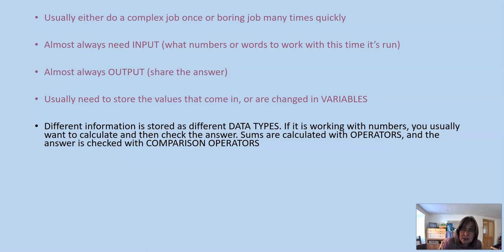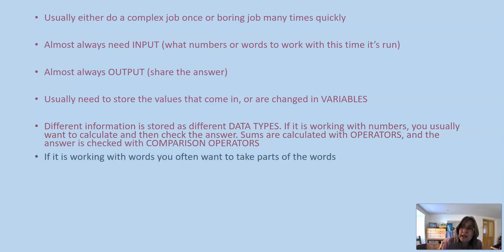So if it's working with numbers, a whole number for instance is an integer, then you usually want to do some sort of calculation with it, and then you want to check the answer. And sums, just like in school, sums are calculated with operators like plus, minus, divide, multiply, and you often need to check the answer, and we use what we call comparison operators. So we might say, if the result is a certain number, do something else, or if it's greater than something, do something else. And those are called comparison operators. If it's working with words, you might want to break down parts. So if it's a first name and last name together, you might want to pull those apart.